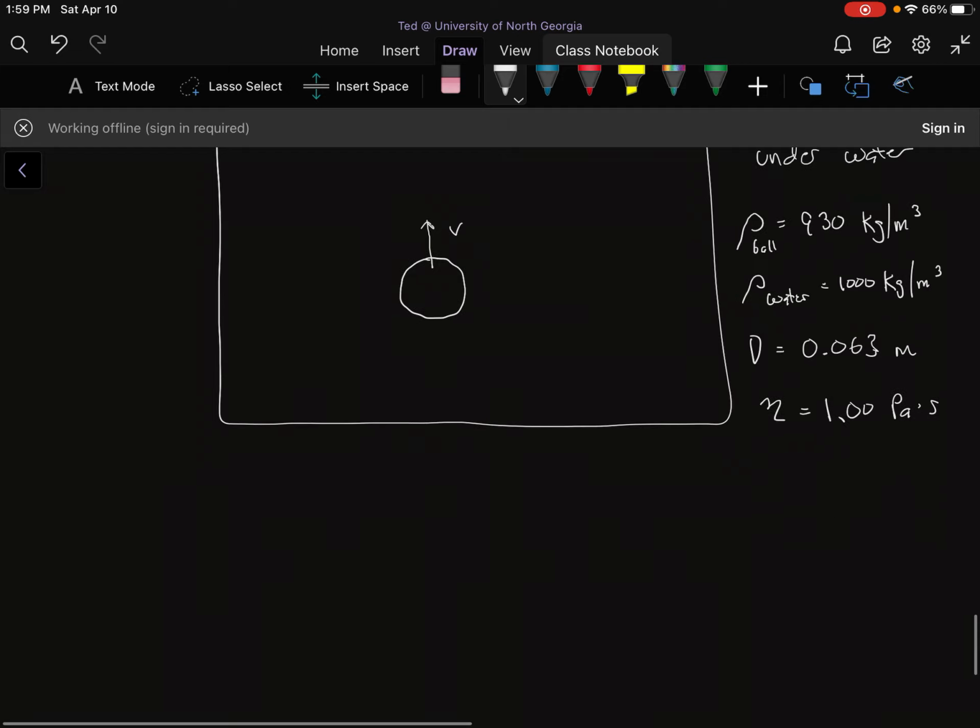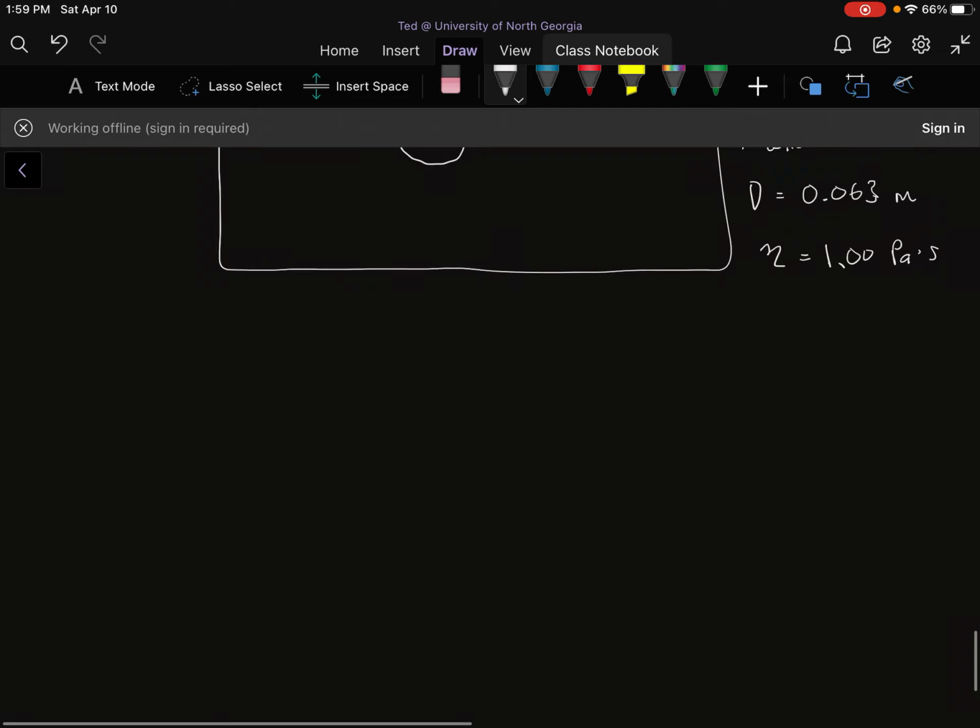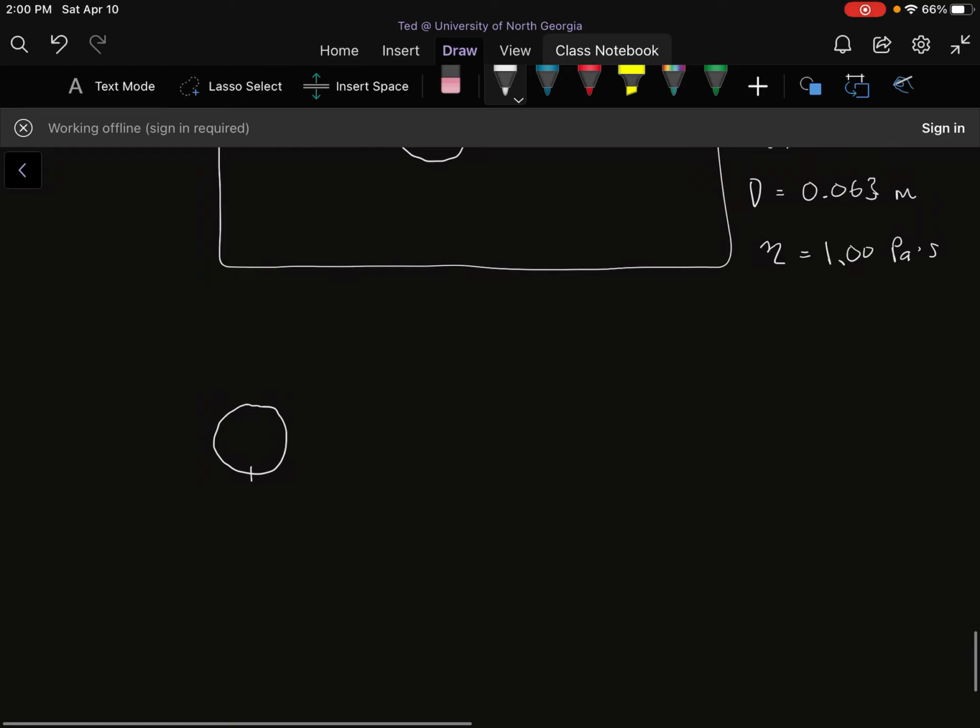And the way we're going to do that is we're going to set up a free body diagram. And we have 3 forces acting on this lacrosse ball. First force, really obvious, is going to be gravity. And then another force, which I hope is pretty obvious from last week, is going to be the buoyant force. That is, the water all around the ball is going to be pushing up on the ball.